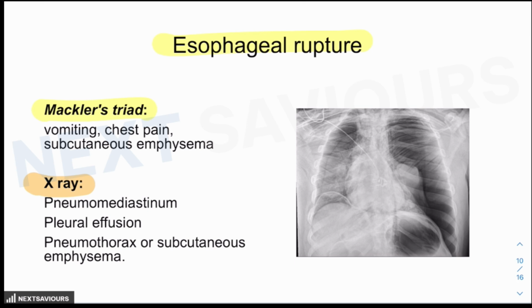And as far as X-rays are concerned, it is presenting with the pneumomediastinum, that is air around the mediastinum, as it is evident over here. Now, pleural effusion is usually left-sided, and pneumothorax or subcutaneous emphysema is obviously not provided to you in this particular question.